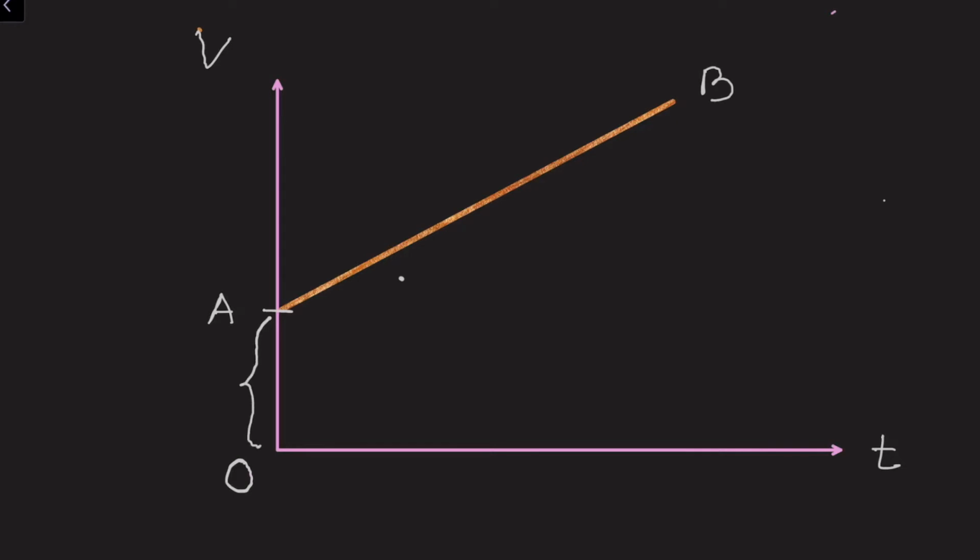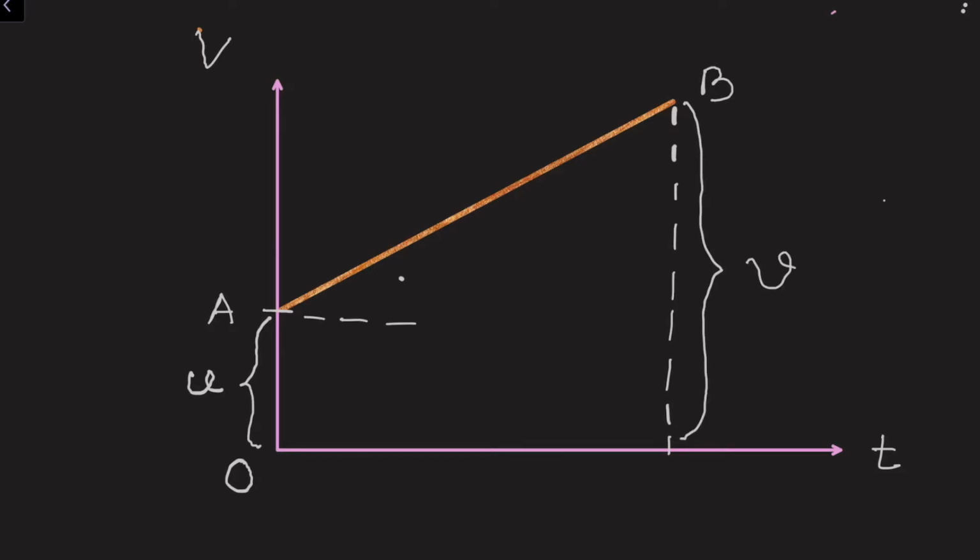I have drawn a graph. Let us name it AB. And these are Vt, velocity along the y-axis, time along the x-axis. Now let us mark the origin to be O, and this is the initial speed u. I am drawing a perpendicular to represent the final velocity v. This represents the angle theta, the slope of the graph AB.